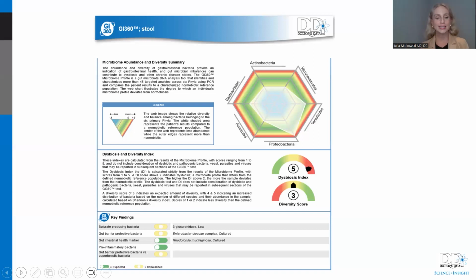Let's take a look at the key findings. The next piece of information we have here are key findings. For key findings, there are 2 columns.